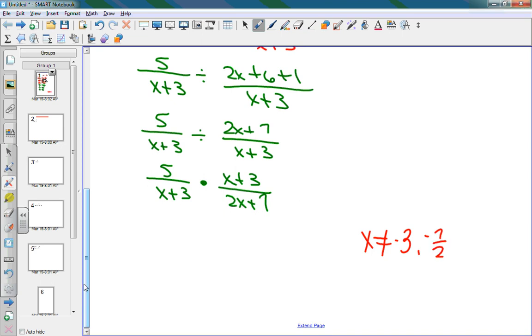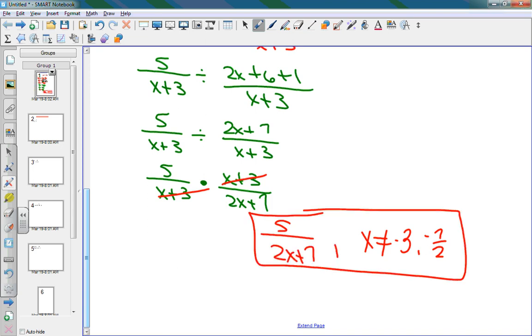And from left to right, do I have a 5 in the denominator? Do I have an x plus 3 in the denominator? Yes. So what am I left with? 5 over 2. There's my answer. Do we understand how to do that now?